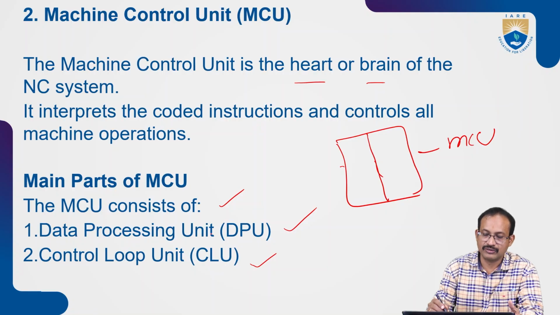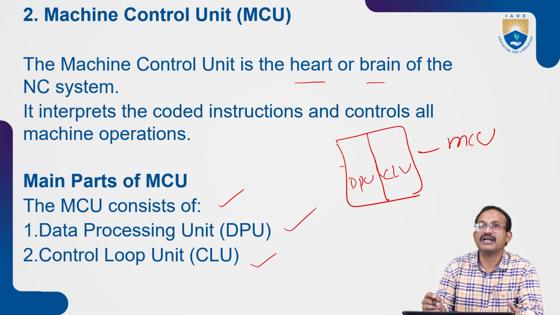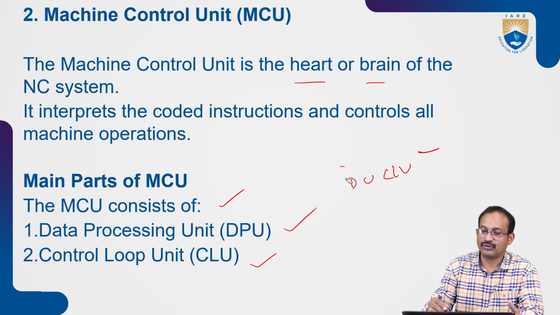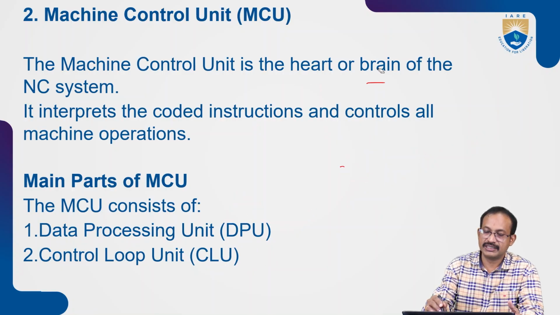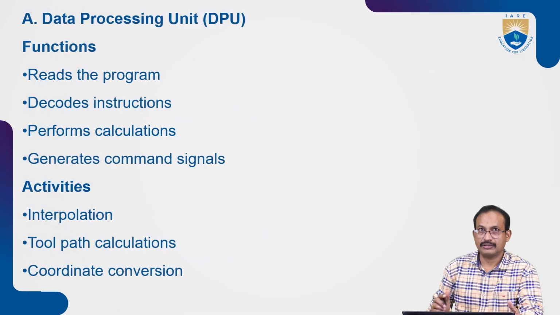Okay, so one unit is DPU, data processing unit. The other one is CLU, that is control loop unit. These two combinedly called machine control unit. Now let us see what these two units do.